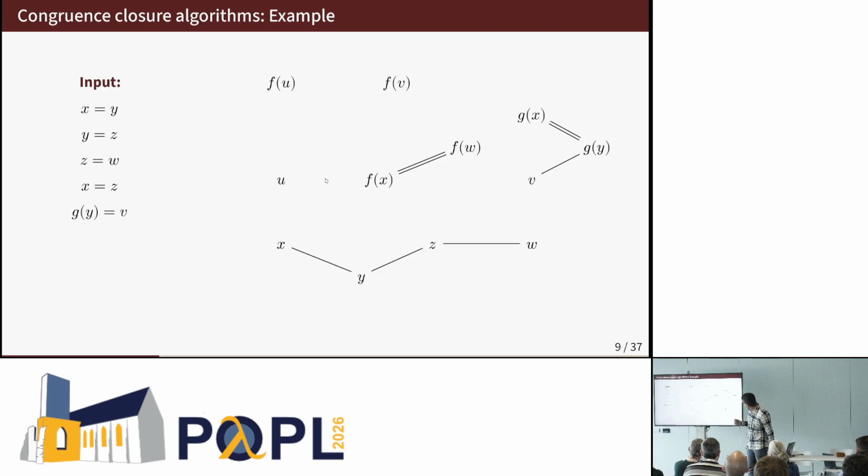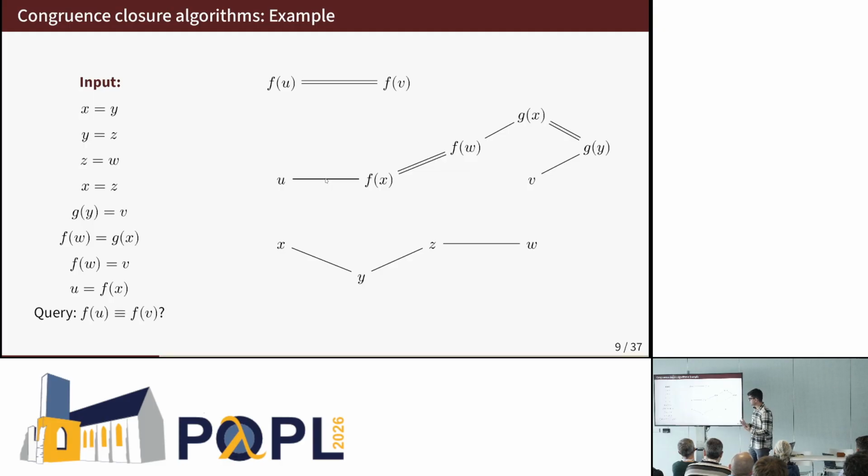And we go on like this. So v equals u of y, f of w equals u of x, and so on. And let's say at the end, here we have another useless equality, f of w equals v. So we already know that v and f of w are in the same equivalence class. So again, we ignore it. And let's say at the end, we add u equals f of x, which causes the congruence edge between f of u and f of v to be added.